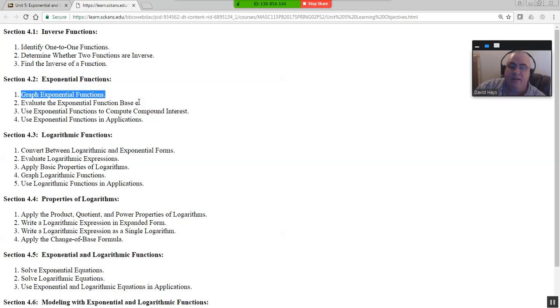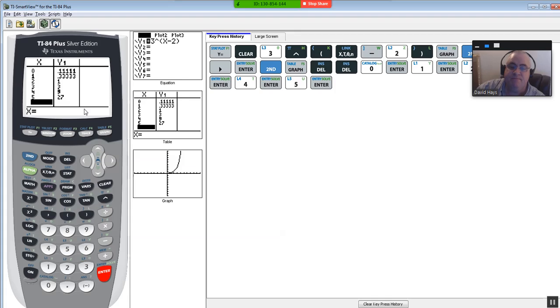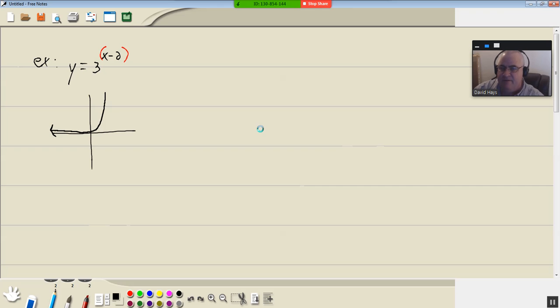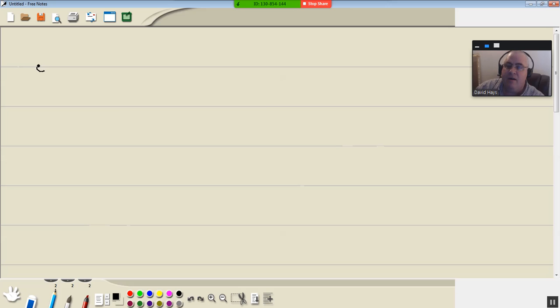Now evaluate the exponential function base e. Okay. So let me clear this off. If you've got e to the 3.1 power, for example. Now e is a number. It's kind of like pi. It's 2.7, a bunch of decimal places.